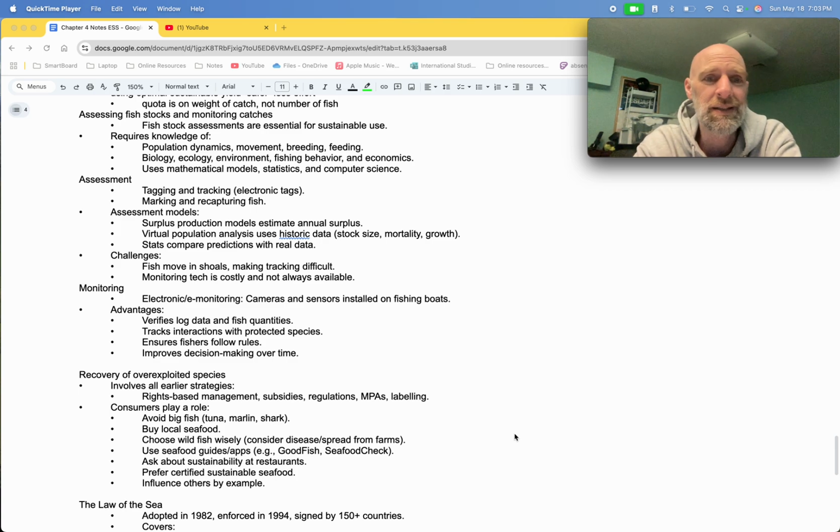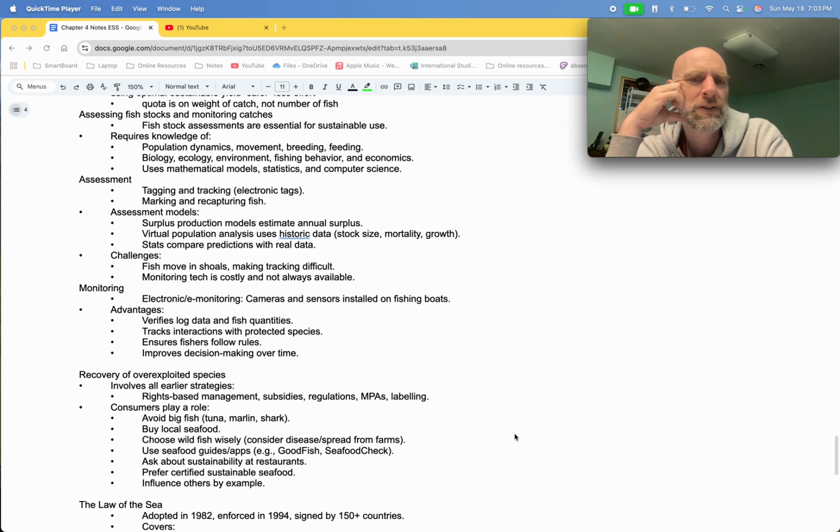The assessment is tagging and tracking: electronic tags, marking and recapturing fish. So when you send it out, are you going to get it back? The assessment models: surplus production models estimate annual surplus. Virtual population analysis uses historic data, stock size, mortality, which is death rate, and growth. Stats compare predictions with real data.